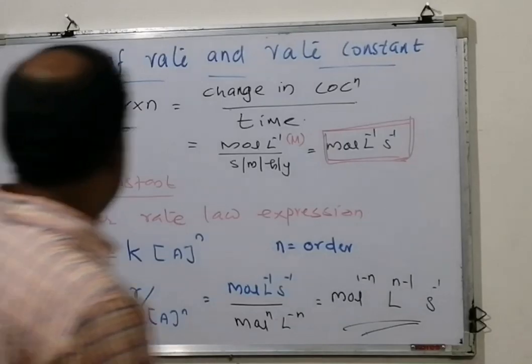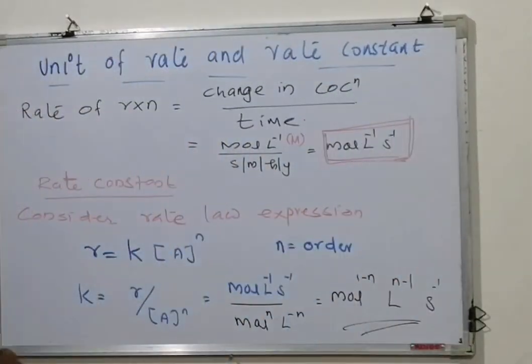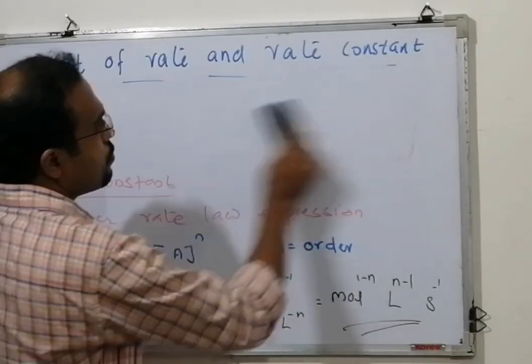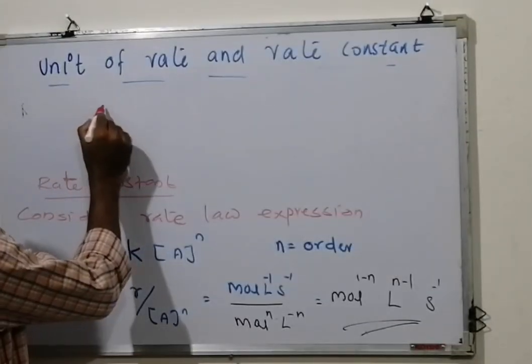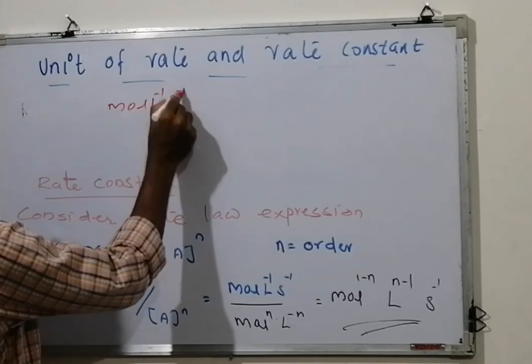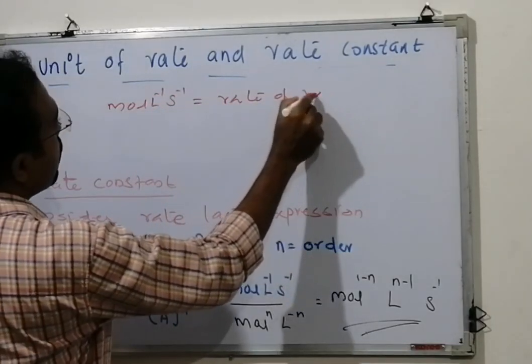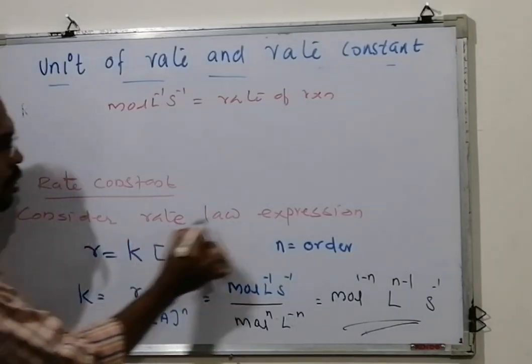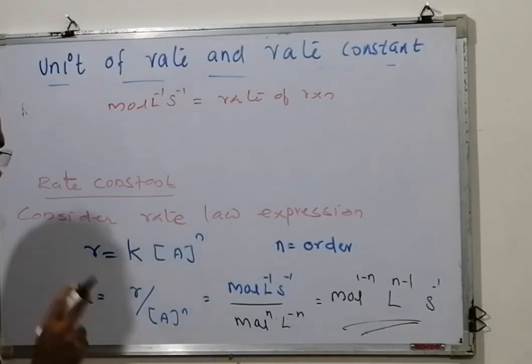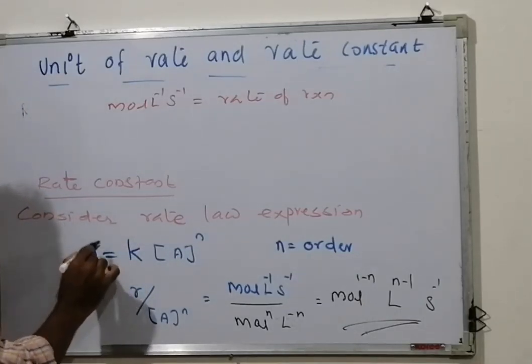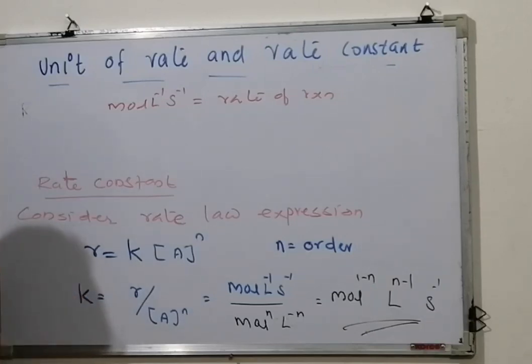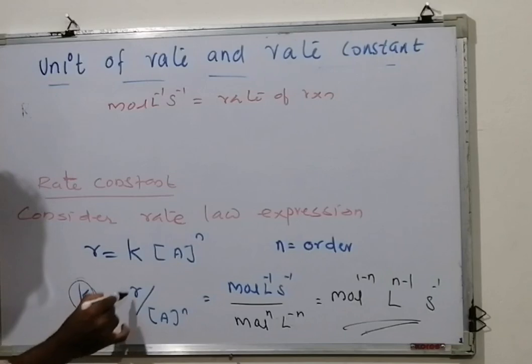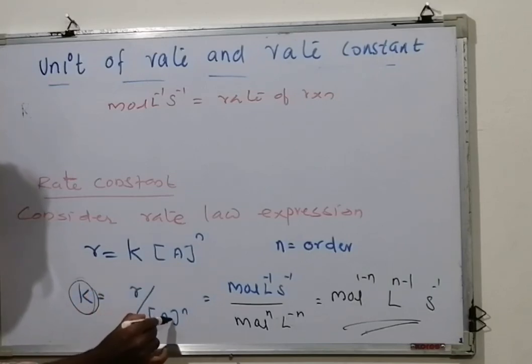Now I will go to the unit of rate constants. Our unit of rate of reaction is mole liter raised to minus 1, second raised to minus 1. This is the rate of reaction. For the rate constant, we can write a general rate law expression for the reaction. That is R is equal to K into A raised to n, where n is equal to the order of the reaction. Now, this is the equation for K: K is equal to R upon A raised to n.